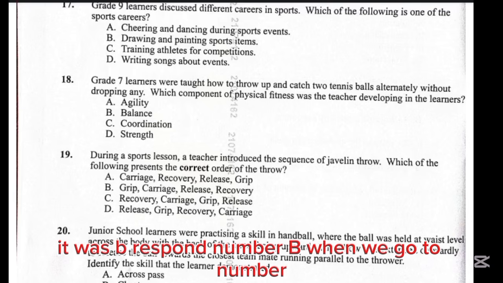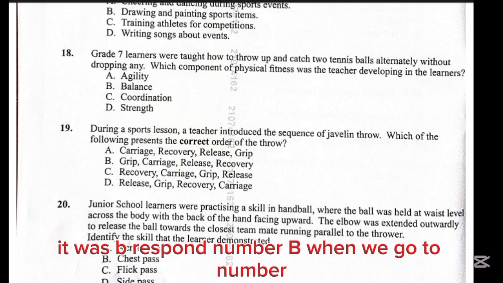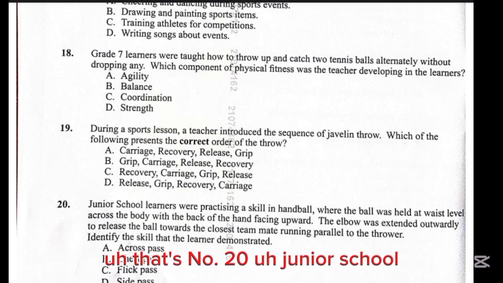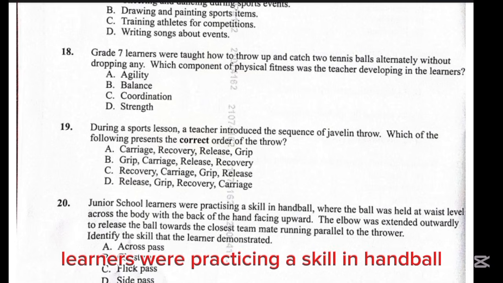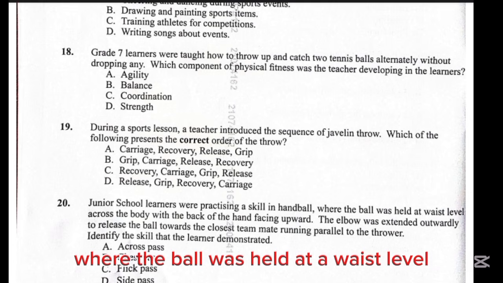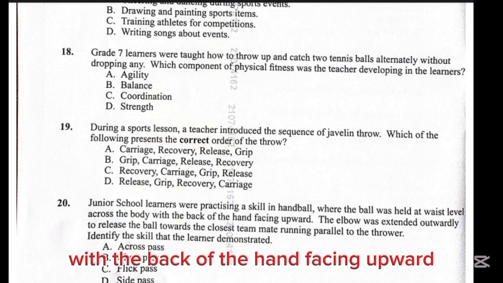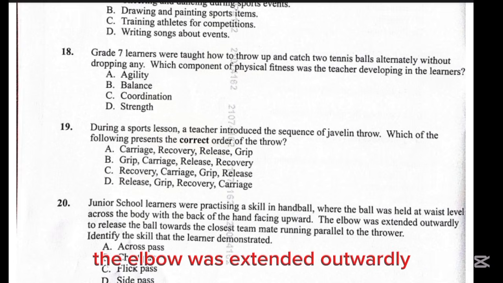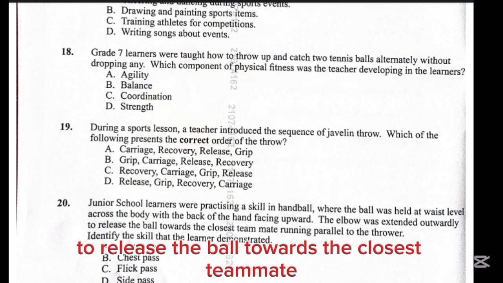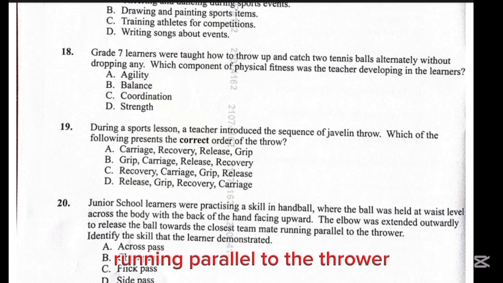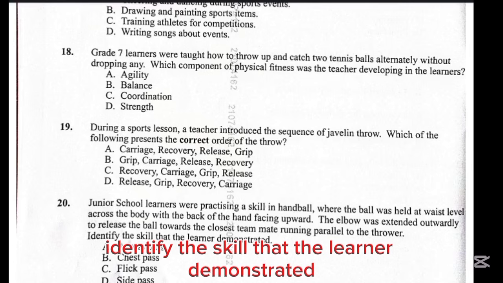When we go to number 20, junior school learners were practicing a skill in handball where the ball was held at waist level across the body with the back of the hand facing upward. The elbow was extended outwardly to release the ball towards the closest teammate, running parallel to the thrower. So the question was, identify the skill that the learner demonstrated.